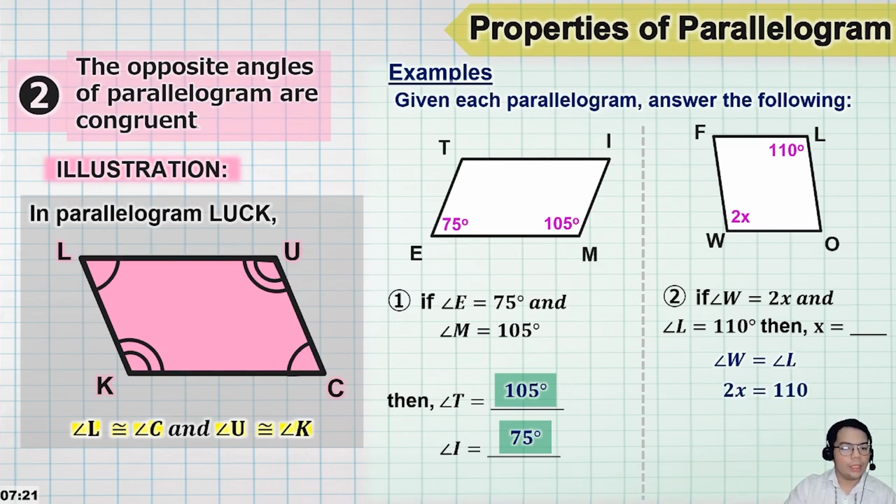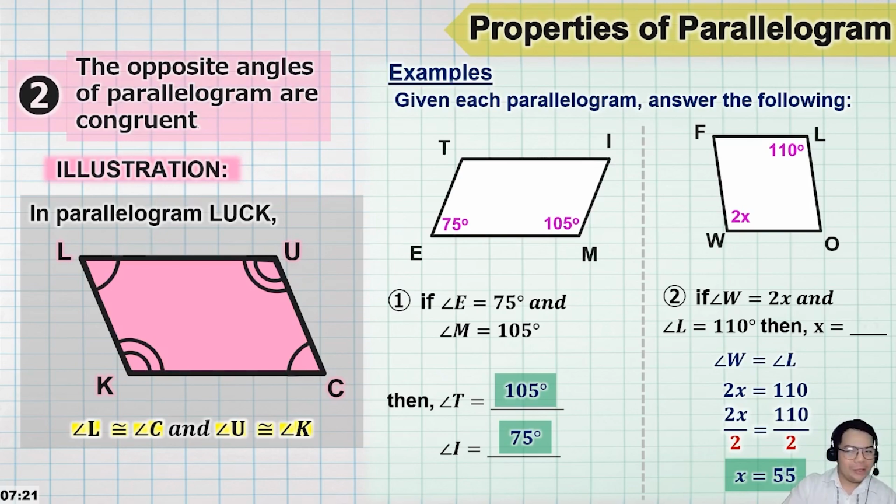So we can also say that 2x is equal to 110. So that means, yes, I think we can just divide both sides by 2, making our value of x equal to 55. So in this case, x is equal to 55. This makes our parallelogram have the property that opposite angles are congruent.